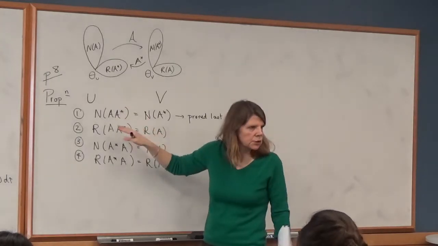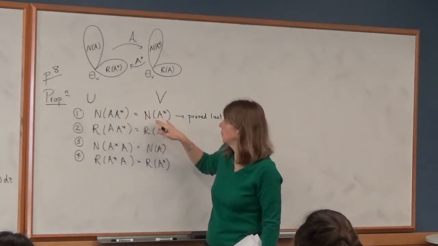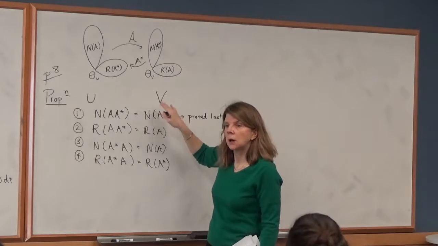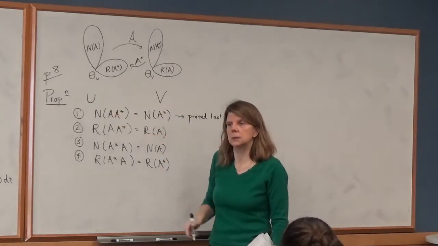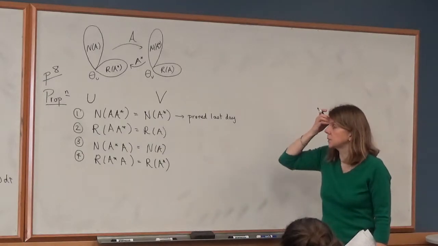So our basic strategy is to take a vector in the null space of A star A, and then show that it's in the null space of A, and then take a vector in the null space of A and show that it's also contained in the null space of A star A. Okay, so we did that last day.